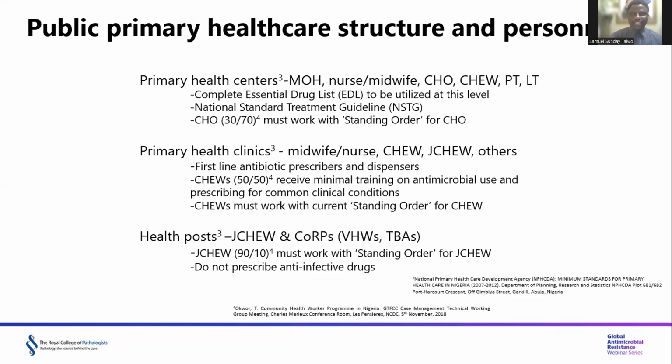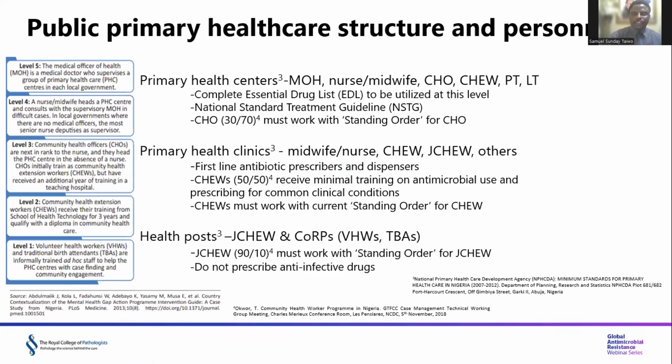Now, looking at the public primary healthcare in terms of structure and personnel who are targets of antimicrobial stewardship, they are key stakeholders as far as antimicrobial stewardship is concerned. At the primary health center, usually under the supervision of the medical officer of health. Now, this medical officer supervises a group of health centers, each of which is supposed to be headed by a nurse or midwife and supported by other health personnel like community health officers, community health extension workers, pharmacy technicians, laboratory technicians. And at this level, there is a complete essential drug list that is to be utilized, guided by the national standard treatment guidelines.